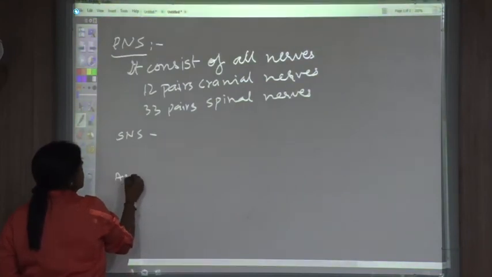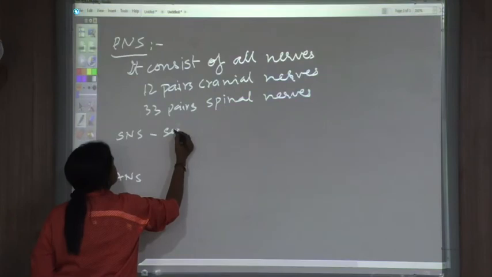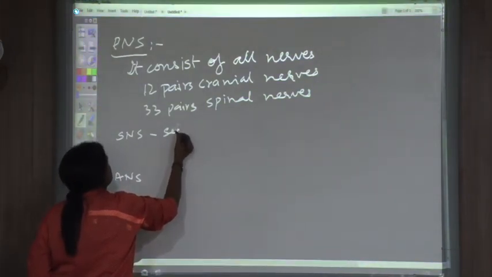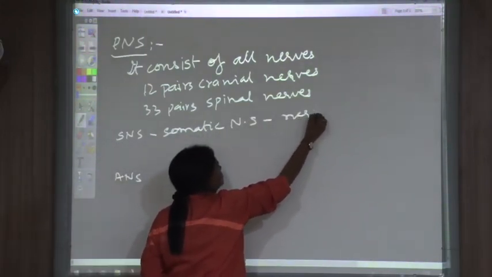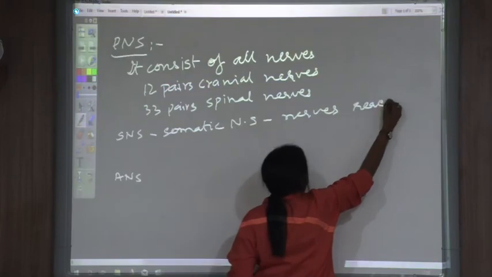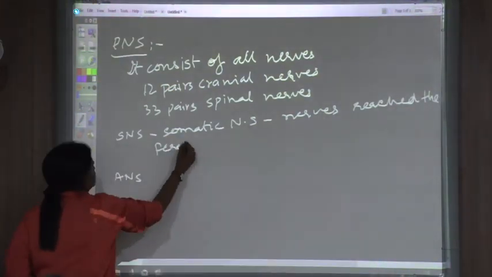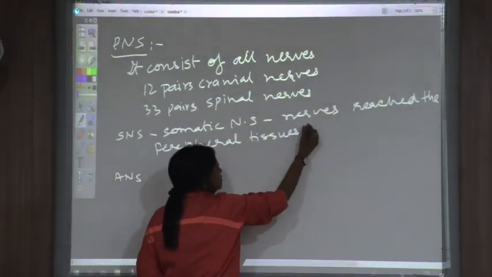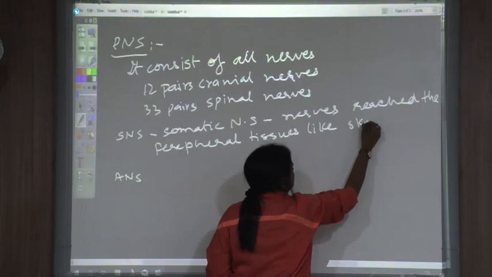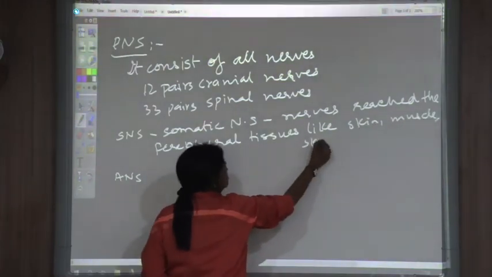And the peripheral nervous system further has two parts: somatic nervous system, SNS. Soma means body cells. So these are the nerves which innervate the peripheral tissues, like your skeletal muscles, skin, muscles.